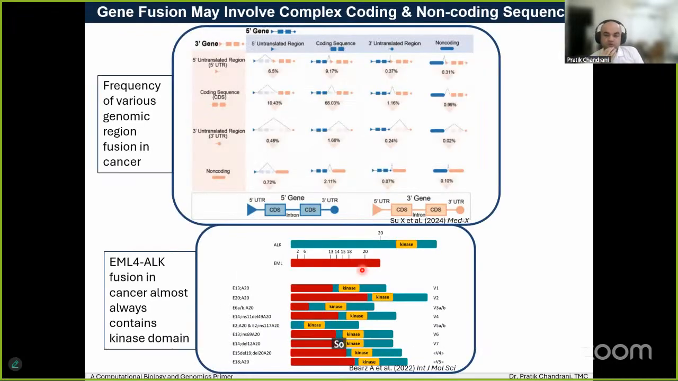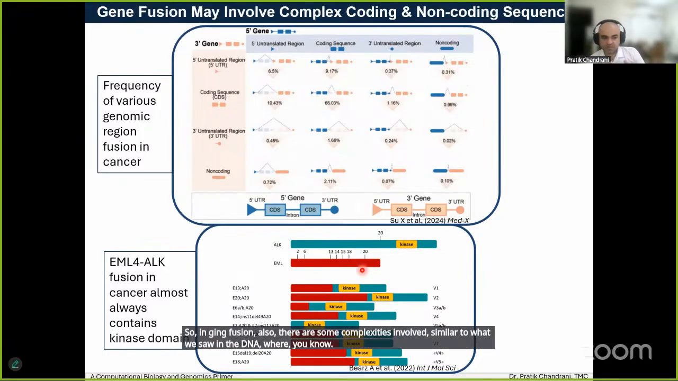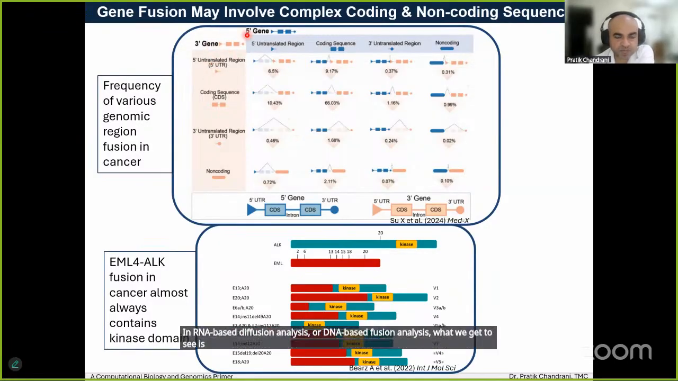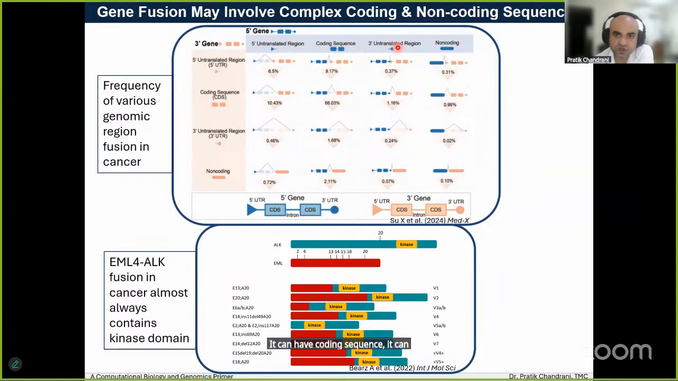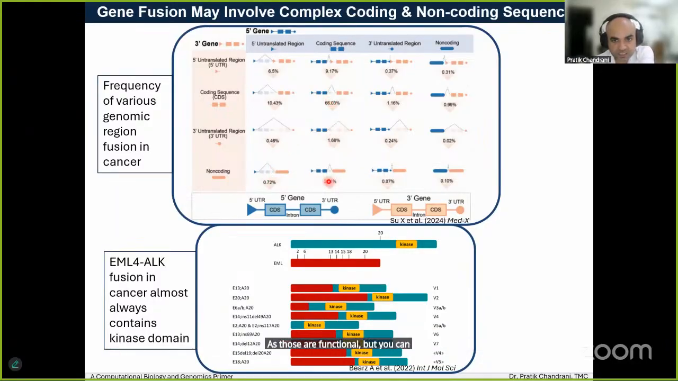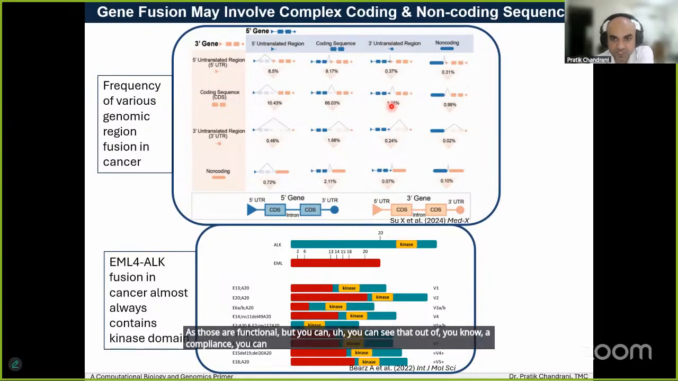So in gene fusion, also there are some complexities involved, similar to what we saw in the DNA, such as indel local realignment and base quality score recalibration and so on. In RNA-based fusion analysis or DNA-based fusion analysis, what we get to see is that 3' and 5' gene fusion partners can have untranslated regions, coding sequence, or non-coding regions at both ends. So it can be in a 2 versus 2 combination. The most common ones are the coding to coding sequence fusions, as those are functional. But you can see that out of a comprehensive cancer genome data set, one gets to see all different kinds of permutations in a real world data set.